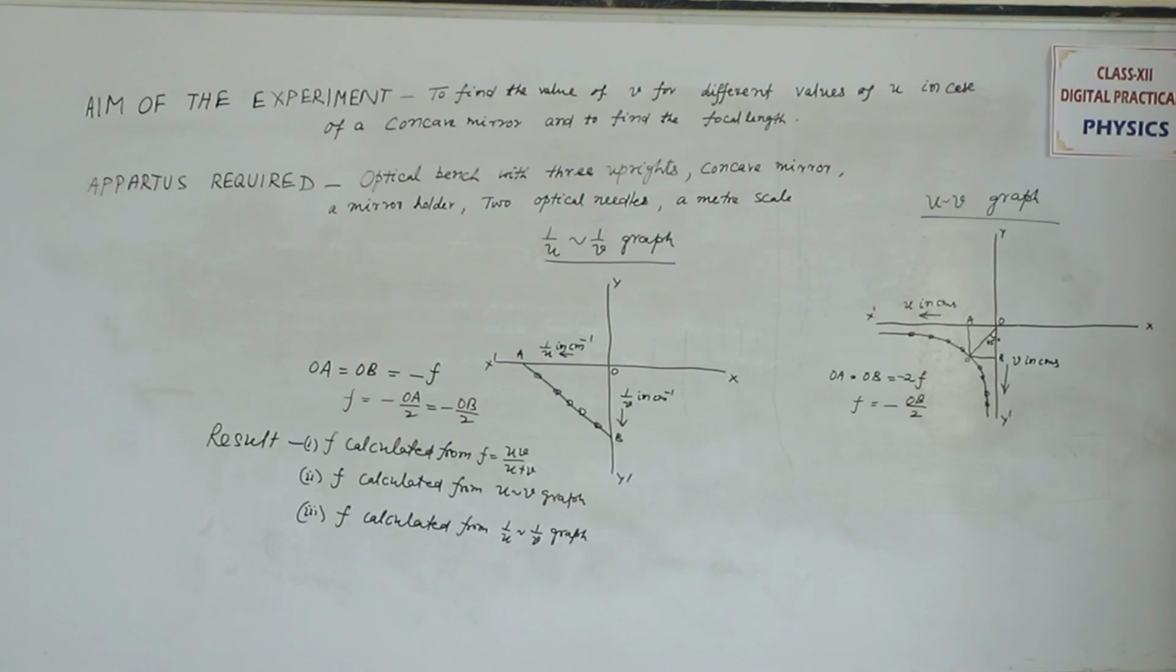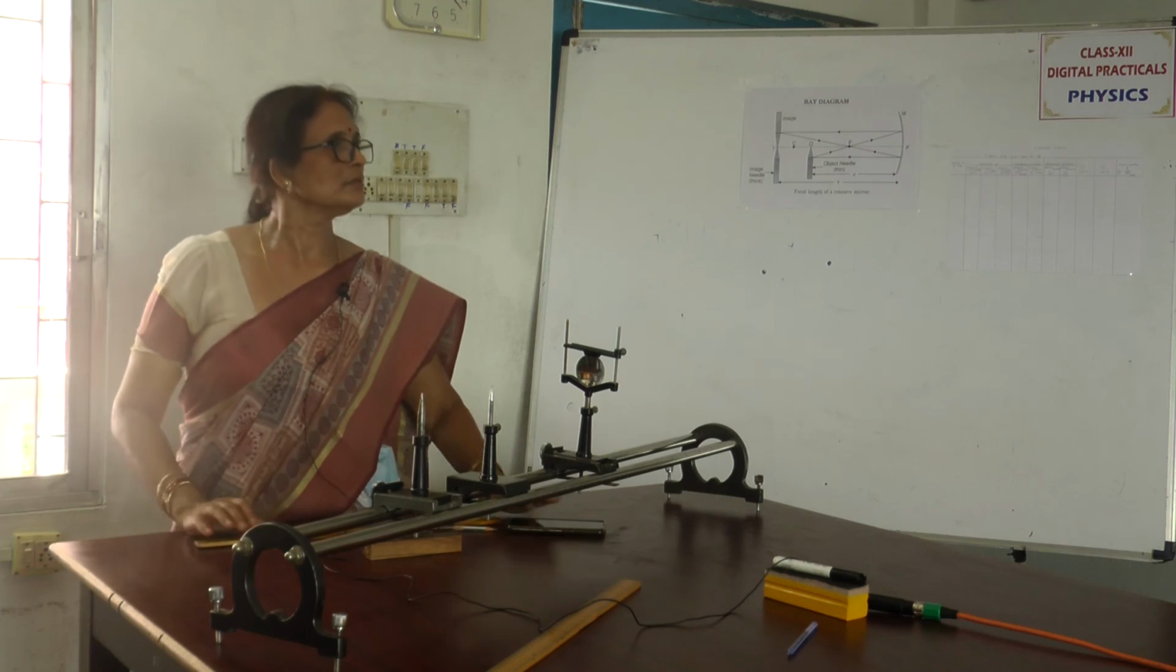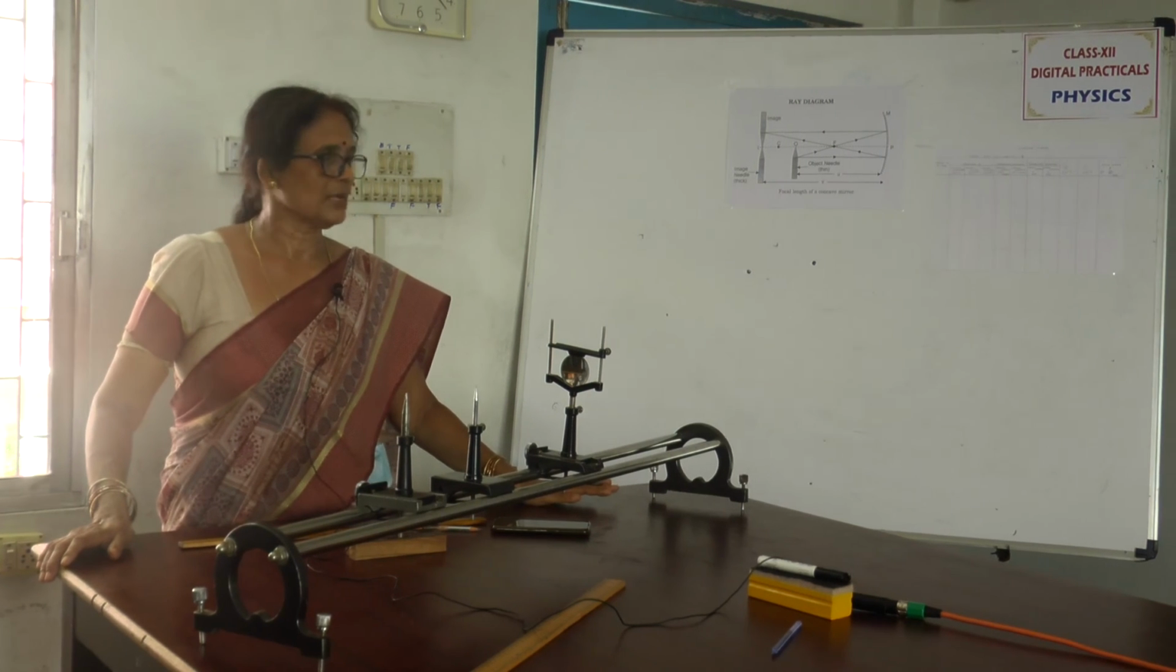Similarly, for 1 by u, 1 by v also, it is better if you choose the same scale and same origin, you will get a straight line graph. Then the x intercept is equal to the y intercept is equal to 1 by f. And find f from that. This is how you have to find the focal length from the graph.